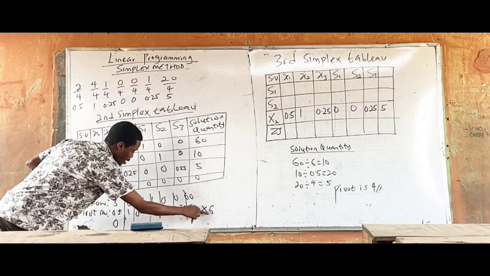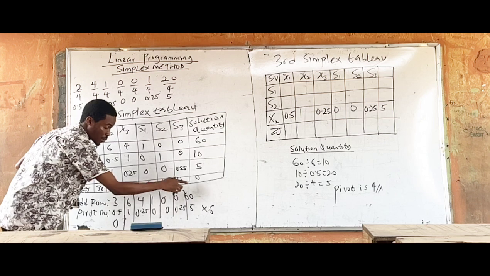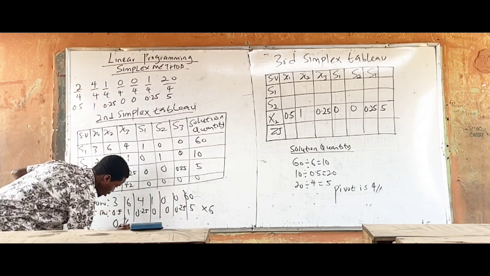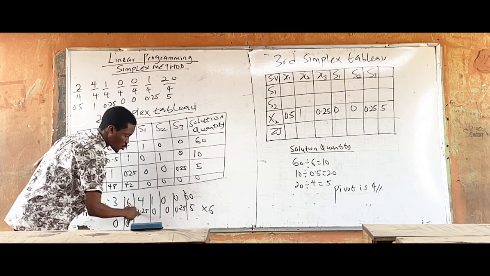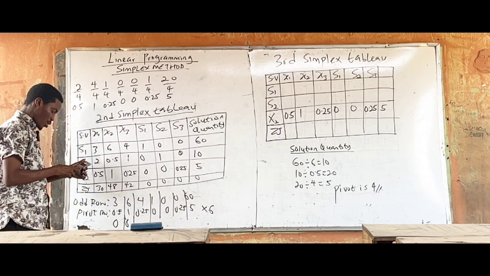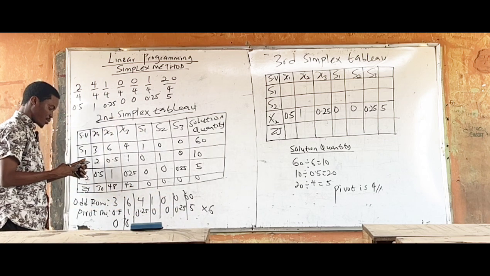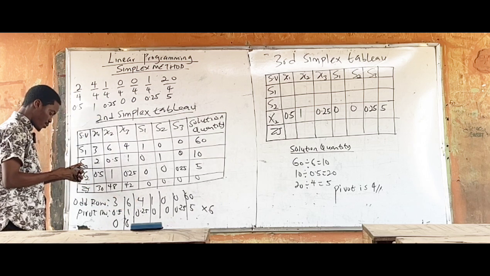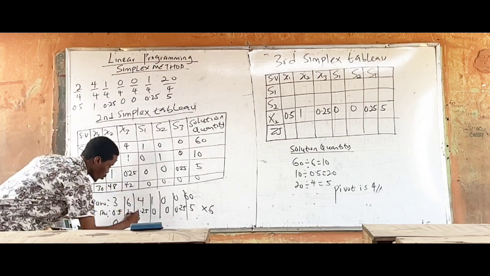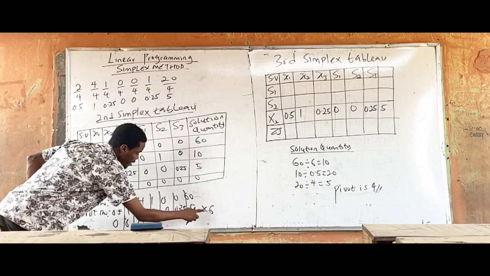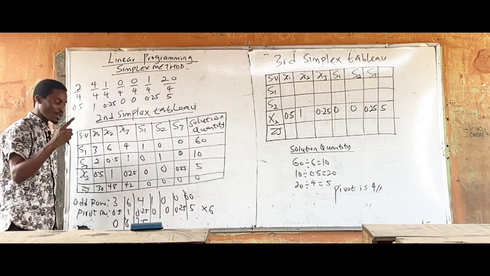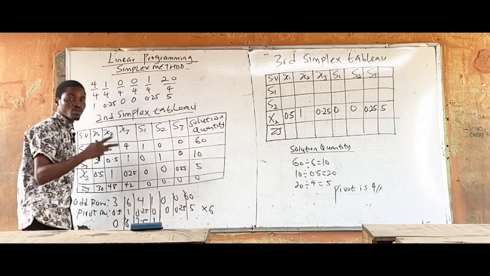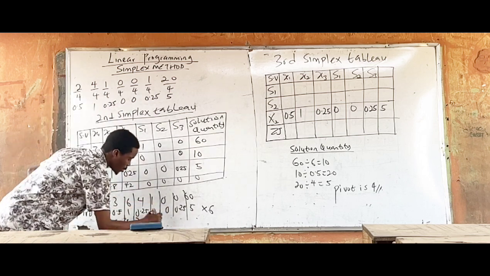So 6 here multiplied by this, or 1 multiplied by 6, the same thing. 1 times 6 is 6. 6 minus 6 is 0. Then 0.25 times 6 is 1.5, so it will now be 4 minus 1.5, which is 2.5. If I multiply 6 by this 0, 1 minus 0, I get 1. If I multiply 6 by this 0, 0 minus 0, I get 0.